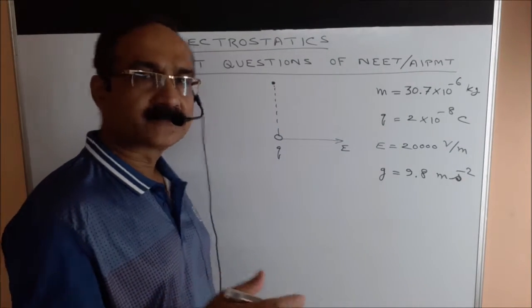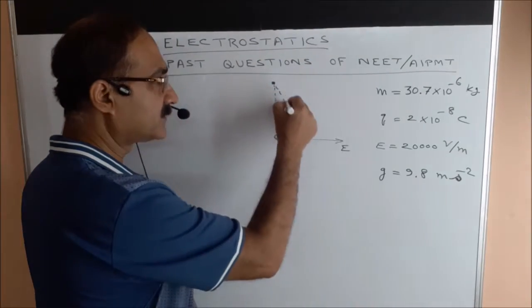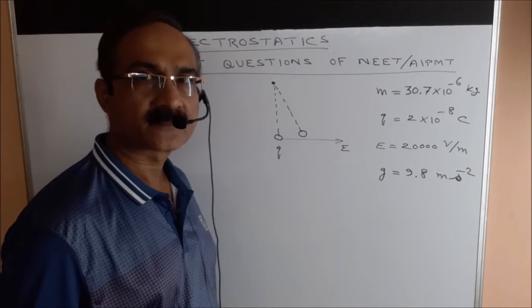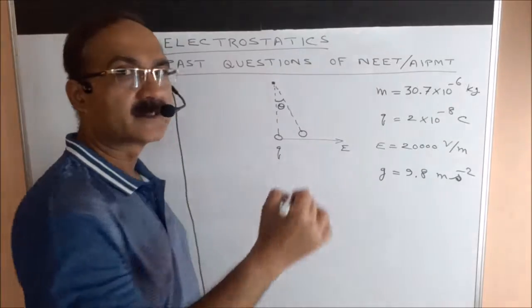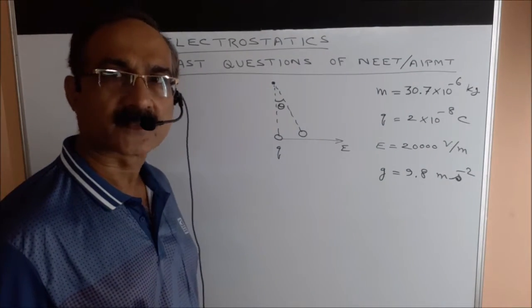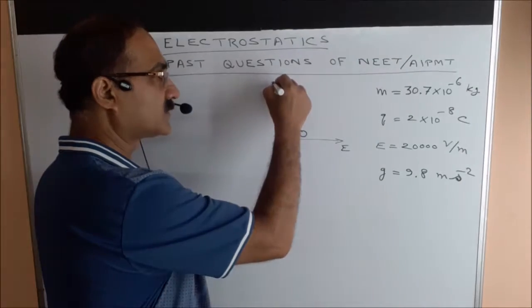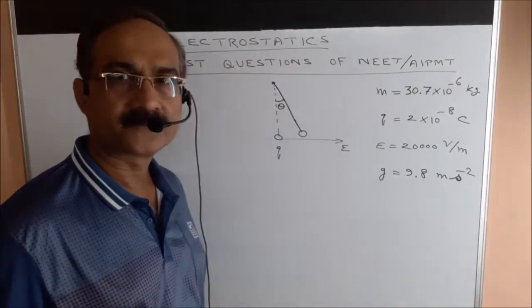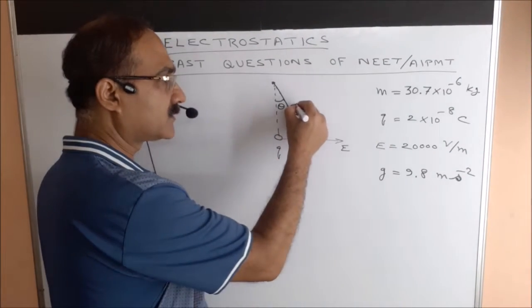So we all know it will not stay vertically, it will get shifted, say, to this position, making an angle theta with the vertical. Okay, so in this position, this is the string of the pendulum. We have to find the tension in this string.